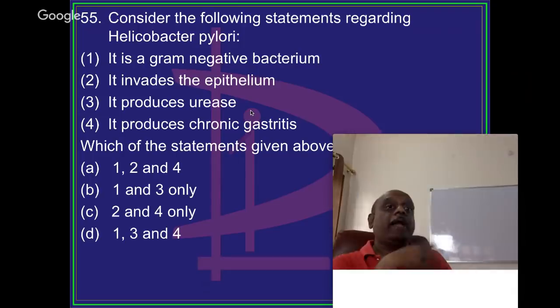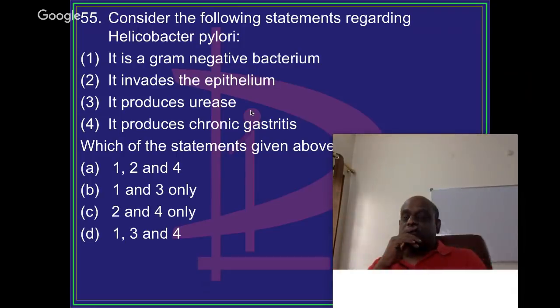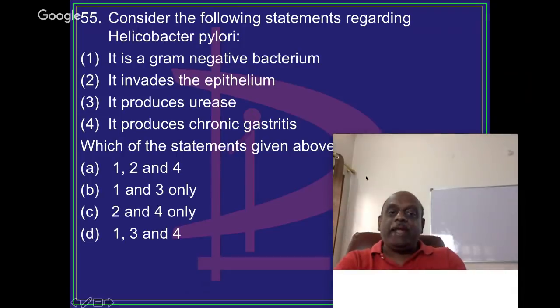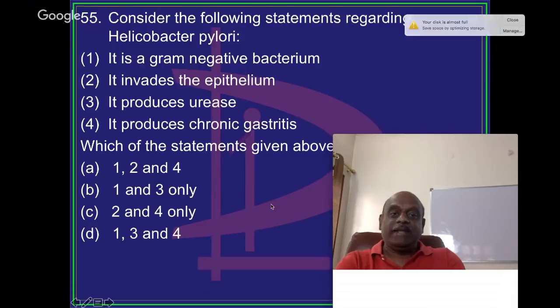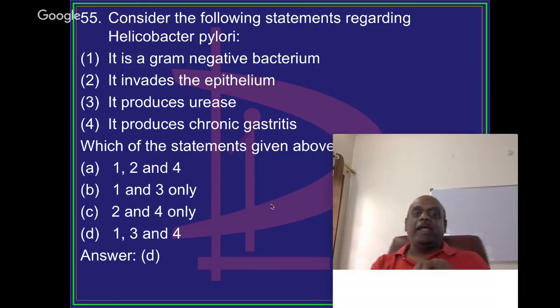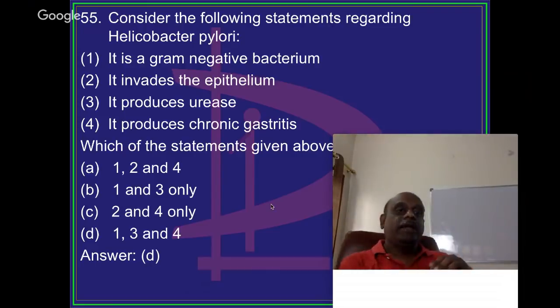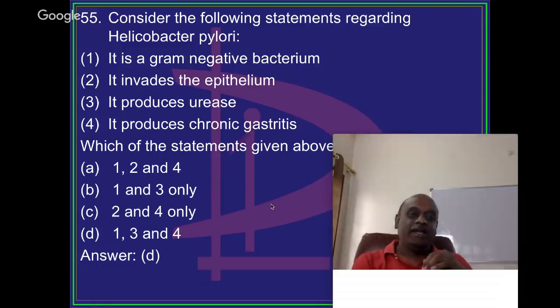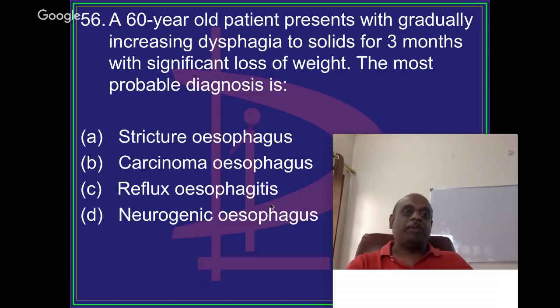Now, regarding Helicobacter pylori, what type of organism is it? Classically, you should remember that it is a gram-negative organism and it produces urease. It leads to chronic gastritis. It is not epithelio-invasive, is what you need to remember.